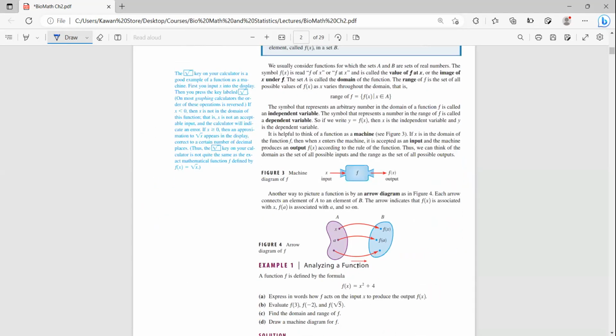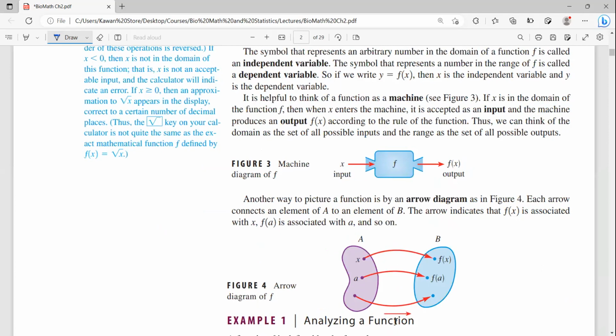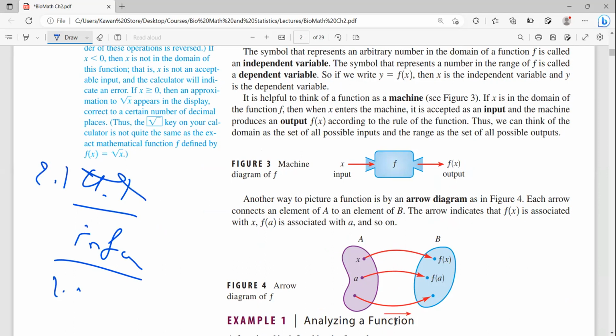And the function is a machine. We have an input and an output. Our 4.1 is just for information. Your questions will start from 2.1, 2.2.